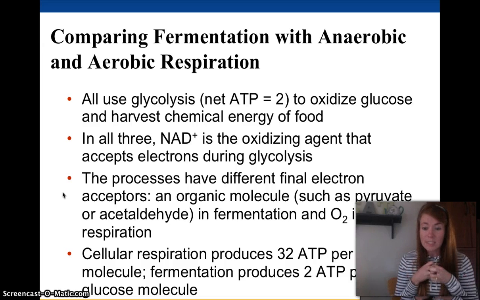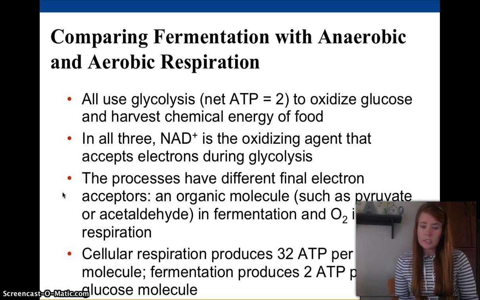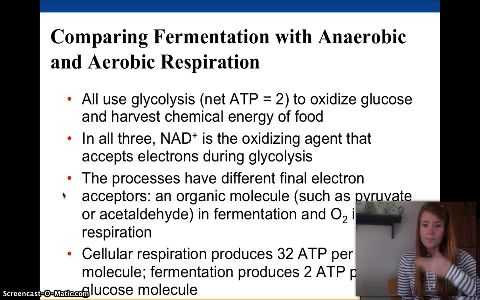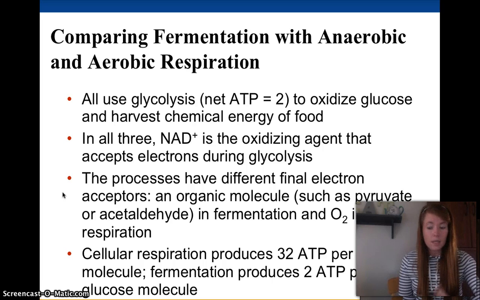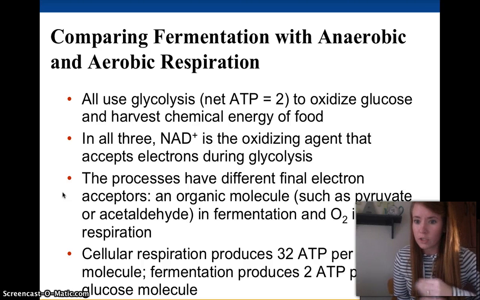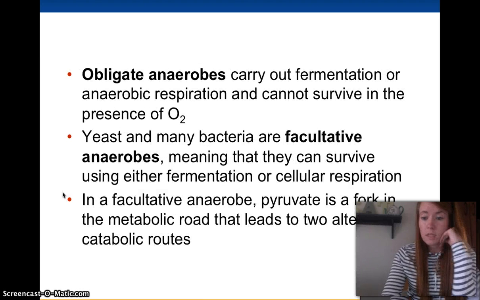These guys accept the electrons from NADH, whereas in cellular respiration, it's oxygen that finally accepts the electrons, or sulfur in anaerobic respiration. So I know my picture's over this, but in cellular respiration, we get about 30 or 32 ATP per glucose molecule, whereas in fermentation, we only get 2 ATP. So that's why our cells mostly do cellular respiration, because it's so much more efficient. We're getting so much more energy to perform cellular work from one glucose molecule.